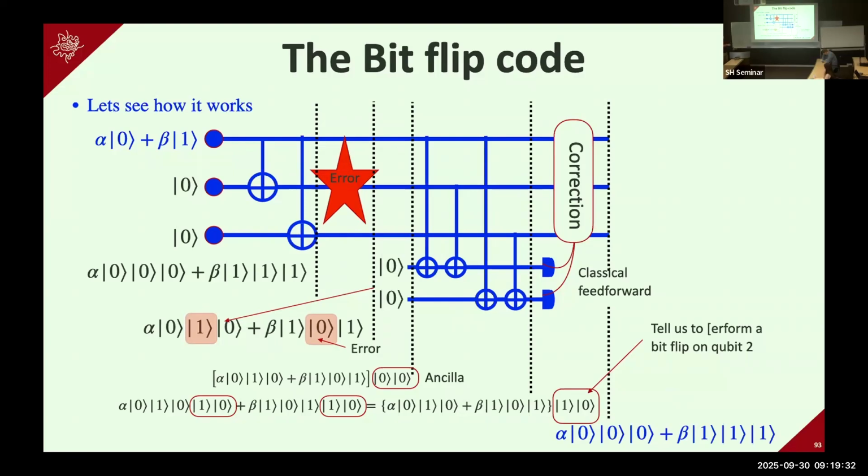And when I do these CNOT gates, in this case, this state at the start of 0 changes to a 1. And when I measure it, 1 and 0, that tells me I've had a bit flip error on the second qubit. It tells me then to come through and physically do a bit flip on that second qubit.